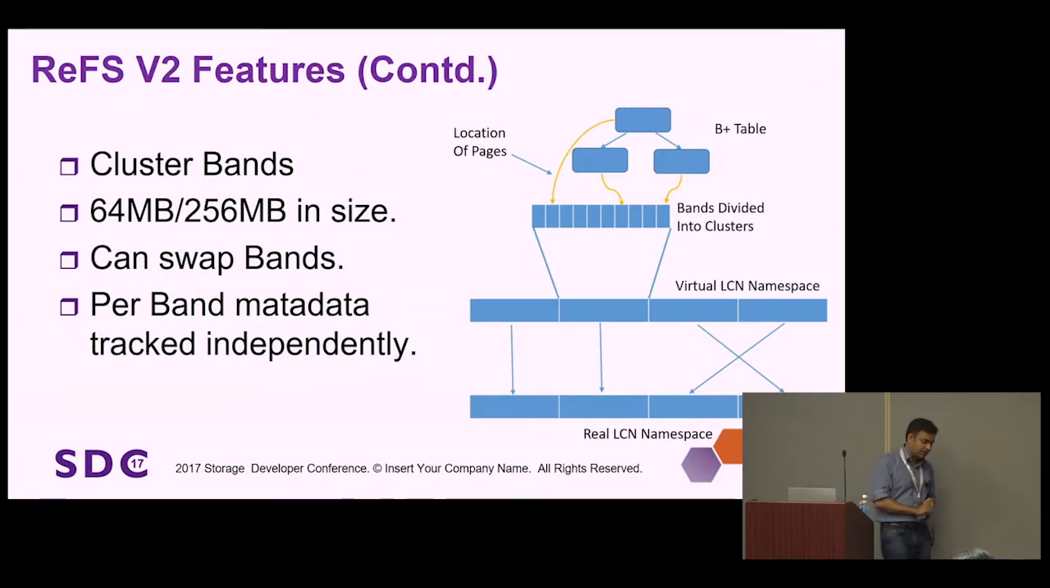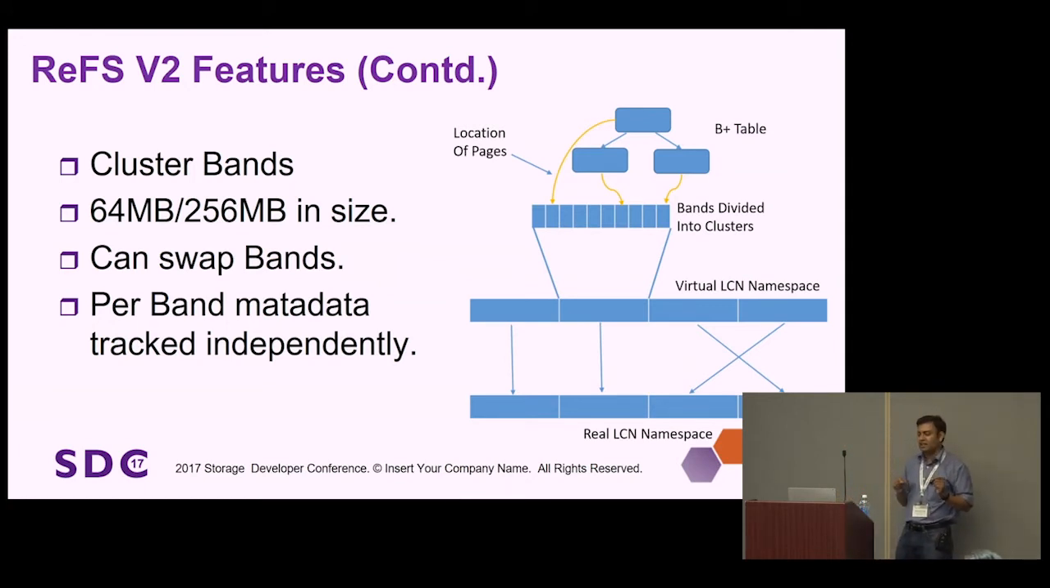Another feature of ReFS V2 is even more interesting. If you think about it, a file system gives a hierarchical file and directory namespace on top of the volume namespace. What ReFS V2 did was add a logical indirection layer between them. We broke that flat namespace into 64 or 256 MB chunks, and each one of those chunks created a virtual namespace on top. All of the rest of the file system actually uses the virtual namespace.